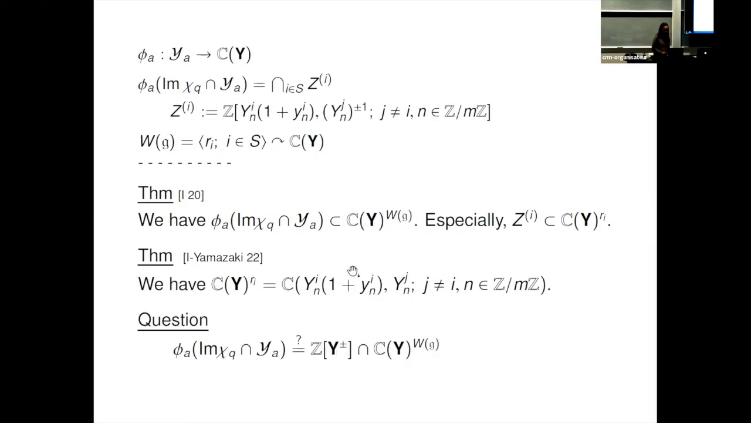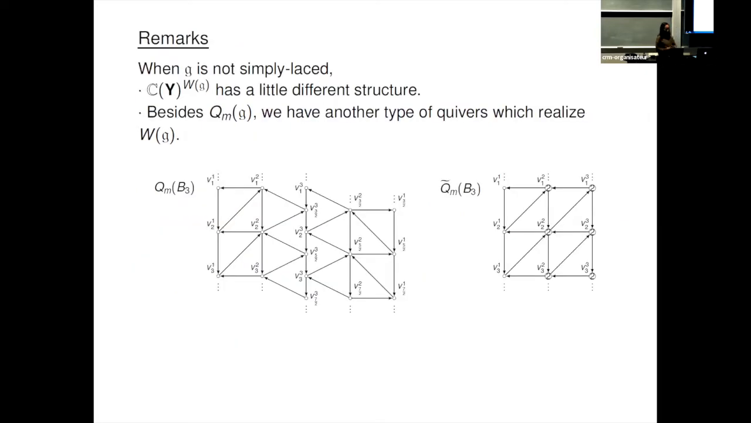Then the question is, actually this set is a Laurent polynomial ring in Y. So it is a non-trivial question whether this intersection is equal to this one, and we are now interested in this one. It is very closely related to the theorem I explained for the geometric R matrix.